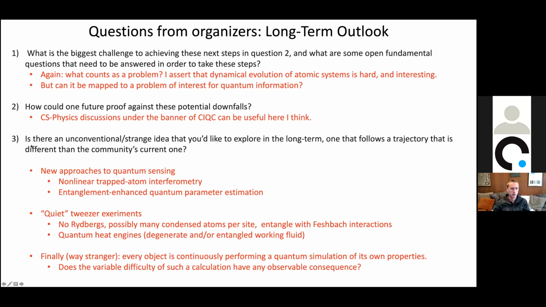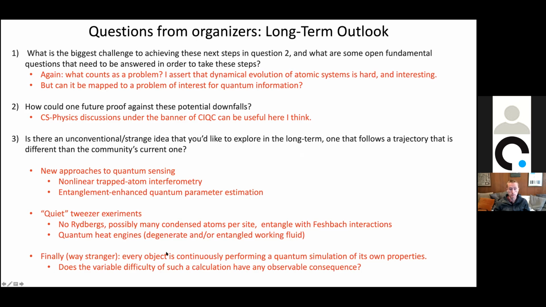And then, okay, so there's this prompt to have an unconventional or strange idea. And I put a few here. Some ideas for new approaches to quantum sensing, including using trapped atoms. I think tweezer experiments with small BECs that are not Rydberg interacting, but just interacting with contact interactions might make a nice test bed for exploring quantum heat engines.